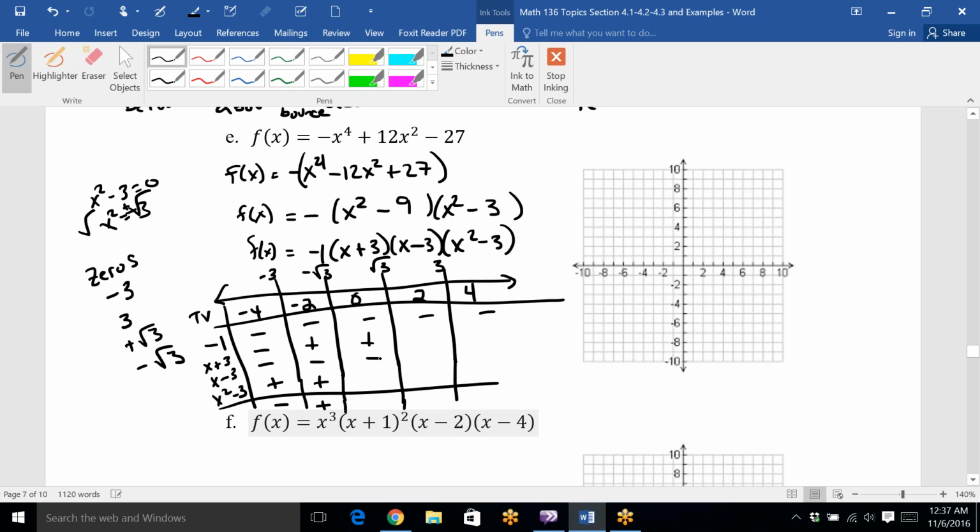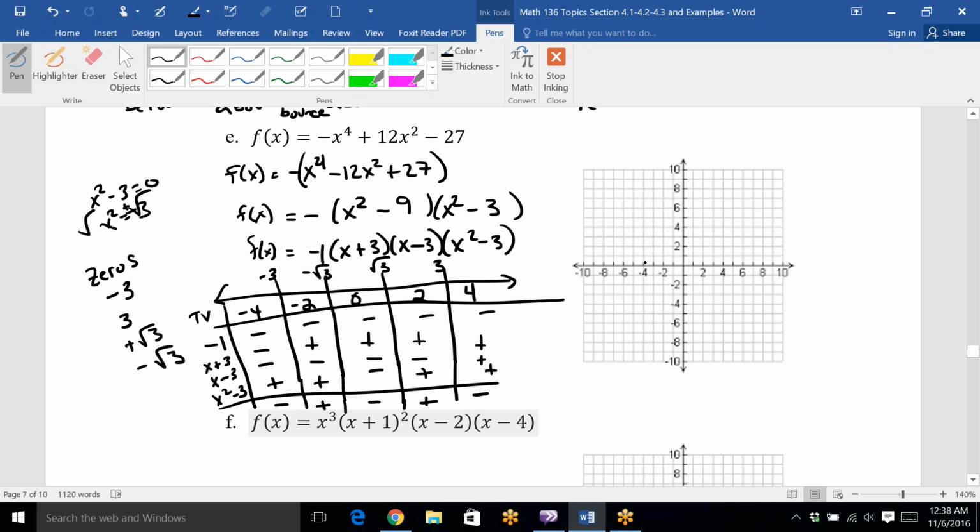0 would be a plus, a minus, and a minus. So that would be another negative. 2 would be positive, negative, and positive. So that would be another positive overall. And then 4 is positive, positive, and positive. So an overall negative because of the negative on top.